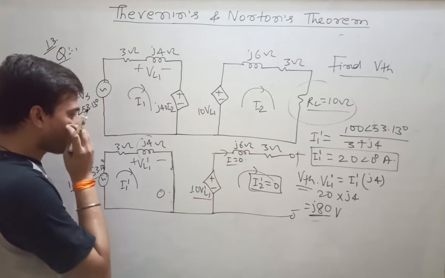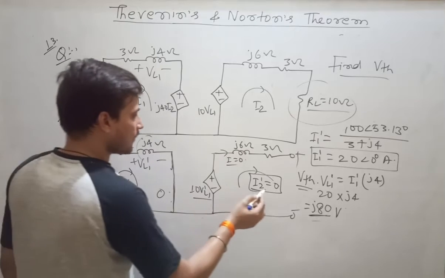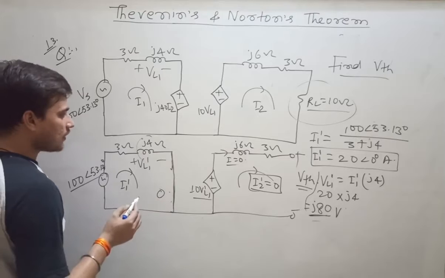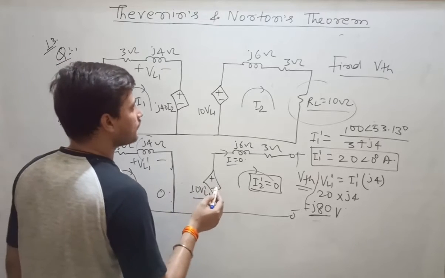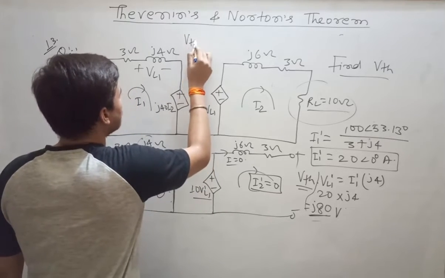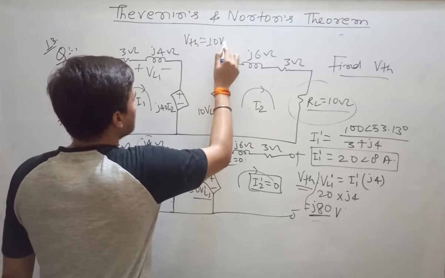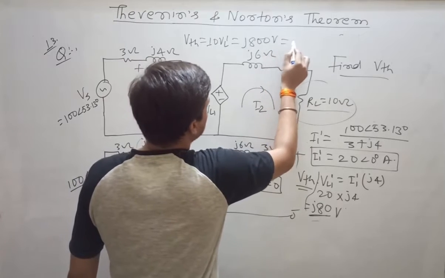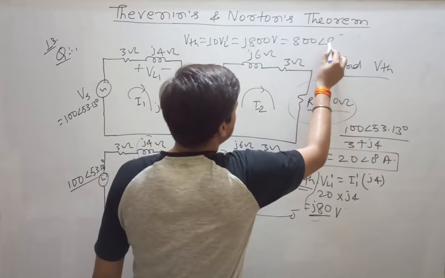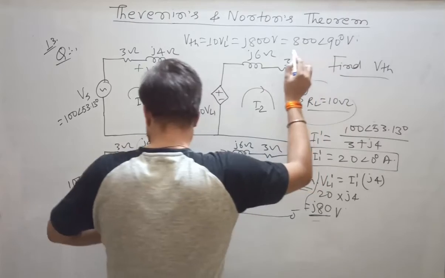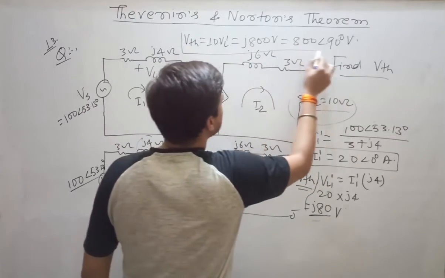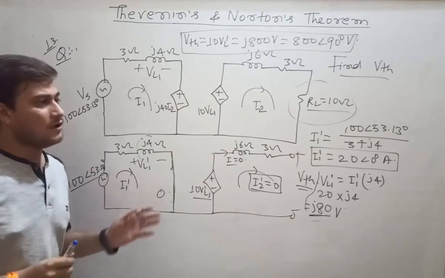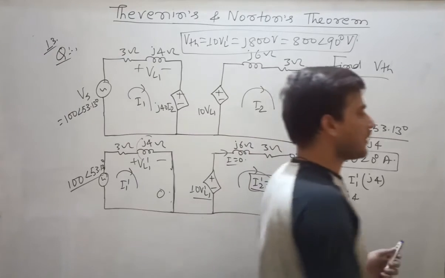So once you have the value of VL1 dash, which is j80 volt, you can easily write VTH. VTH will be equal to 10 VL1 dash, that means j800 volt, or you can also write it as 800 at the angle 90 degrees volt. This will be the answer of VTH, that is Thevenin's voltage.